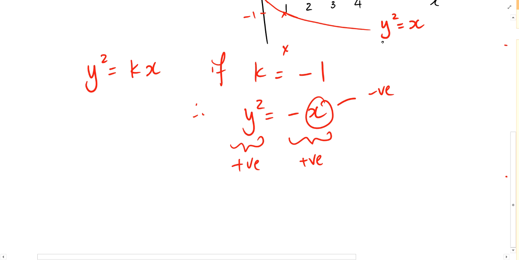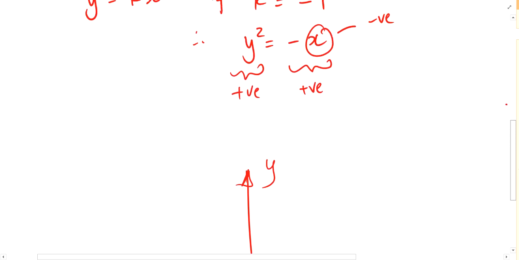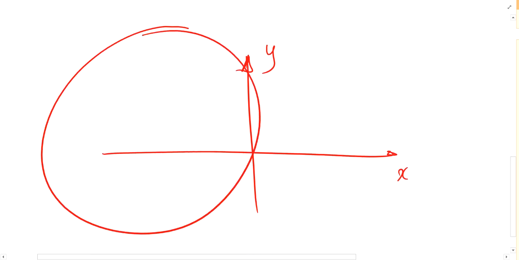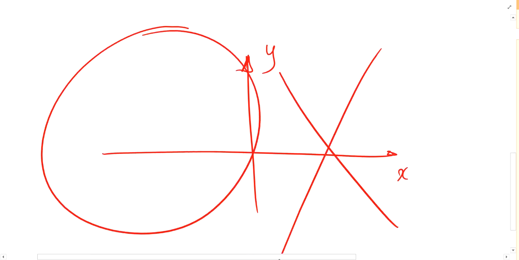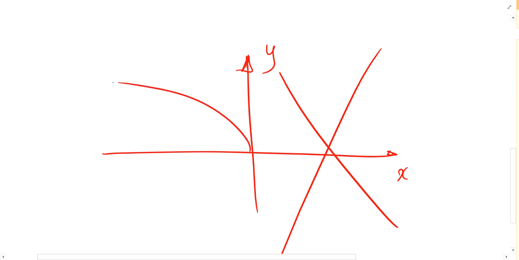Where is your negative x in your Cartesian plane? Where is negative x found? This side. Then there will not be anything over here. What the graph will therefore look like is this. This is if k is negative. Understand?